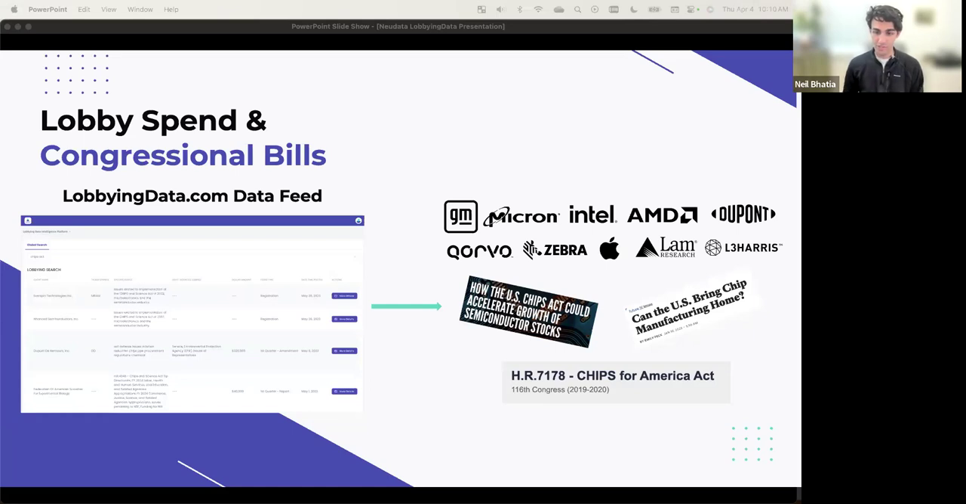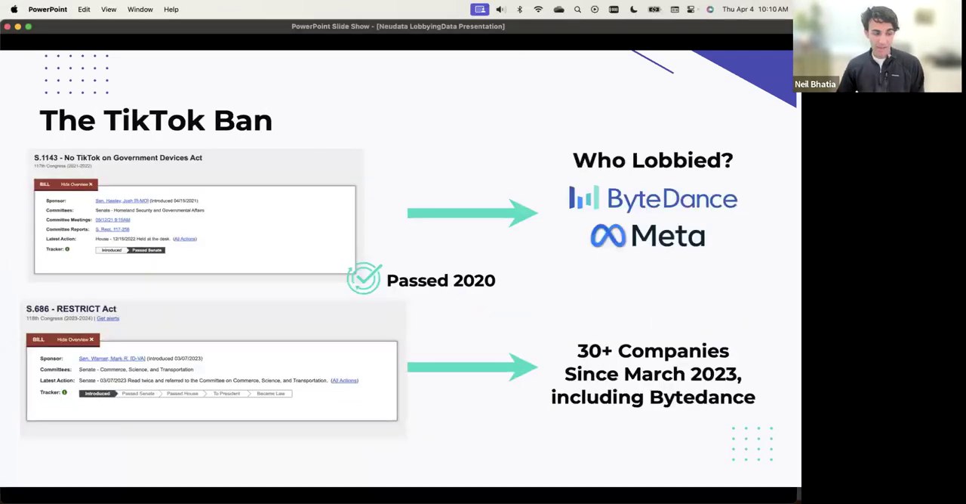And that's just a really great indicator for a company if they're able to actually effectively get that lobbying push and get, as a result of the lobbying, that tax credit. This one's a little bit more topical.